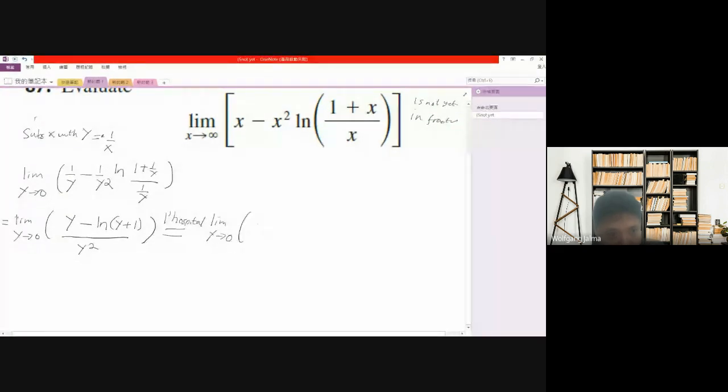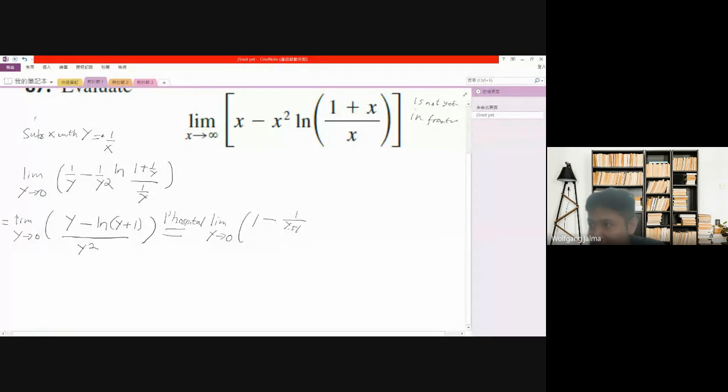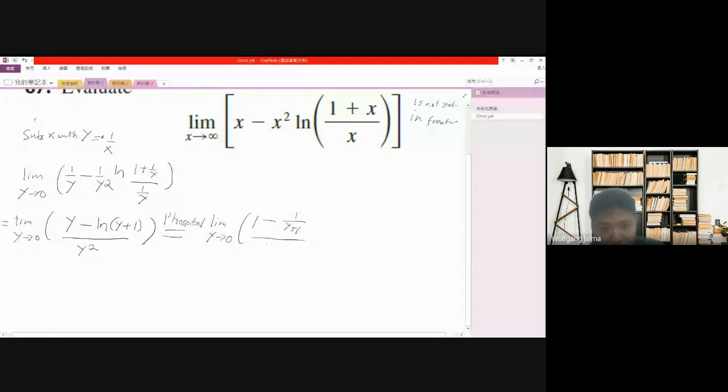So the numerator, the differentiation of y is 1 minus 1 over y plus 1. You have learned this one, right? The derivative of ln x is 1 over x. Okay, so no problem here. Over 2y.